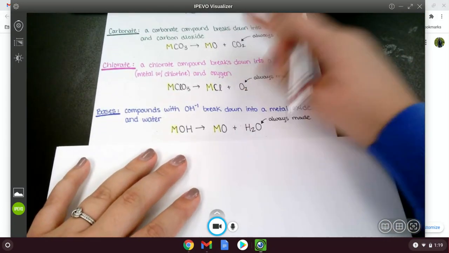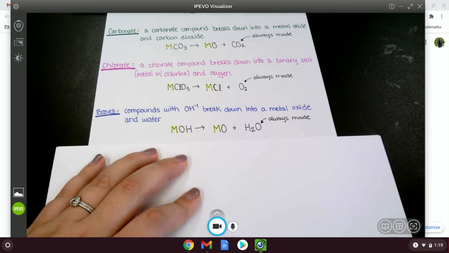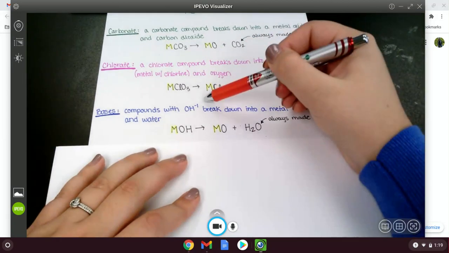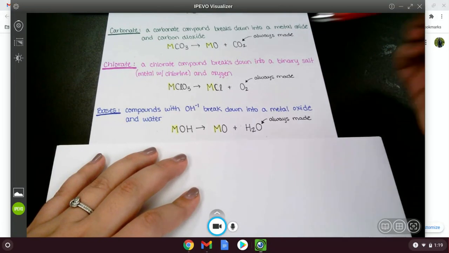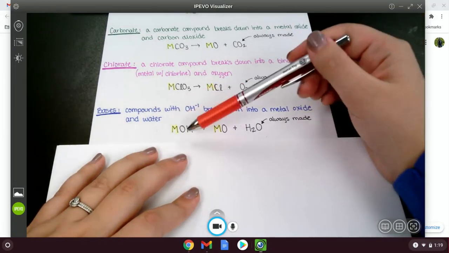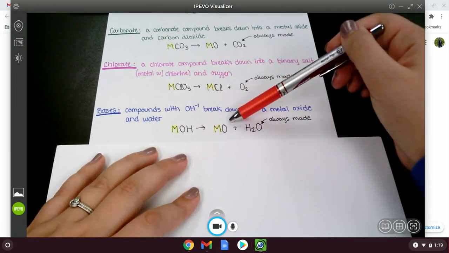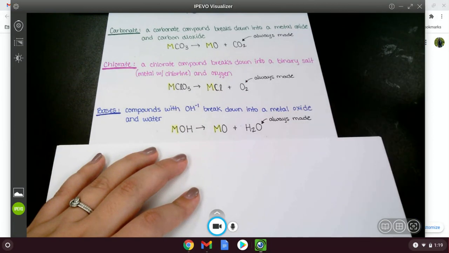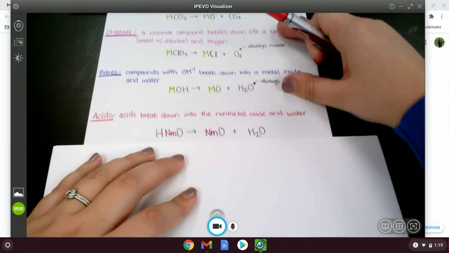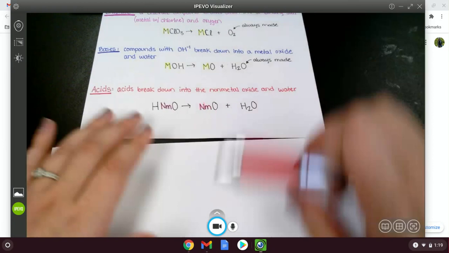We have bases, and we can decompose them. So remember, a base is anything with hydroxide. So these are going to break down into a metal oxide and water. So we're going to have our metal with our hydroxide. We're going to make our metal oxide, and then we're always going to make water. Easy enough. And then finally, we have our acids.